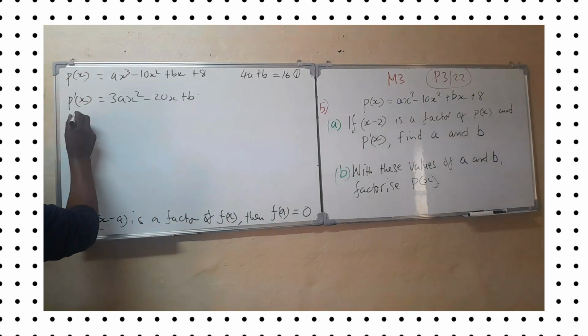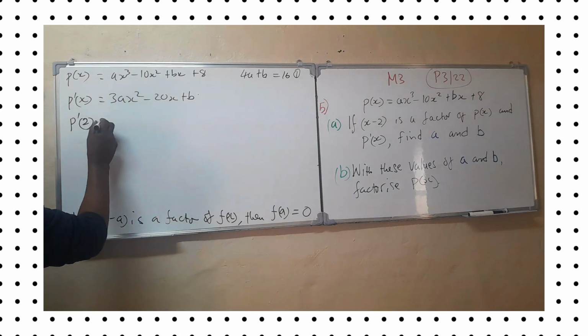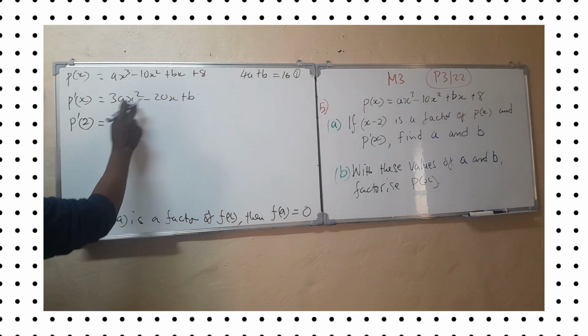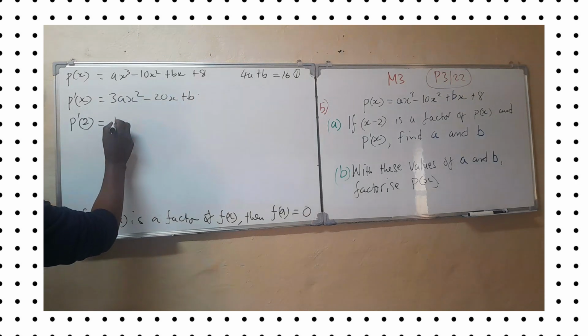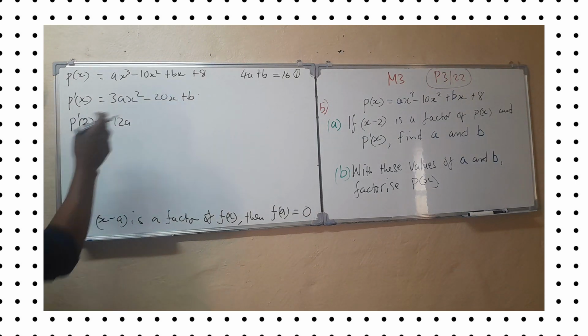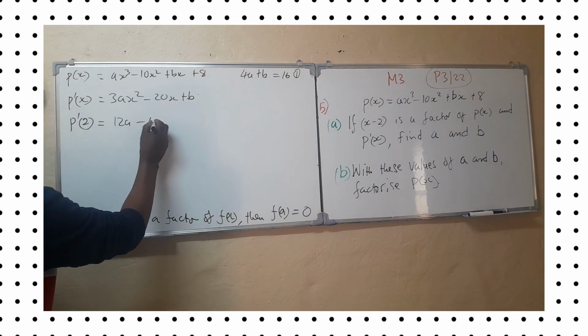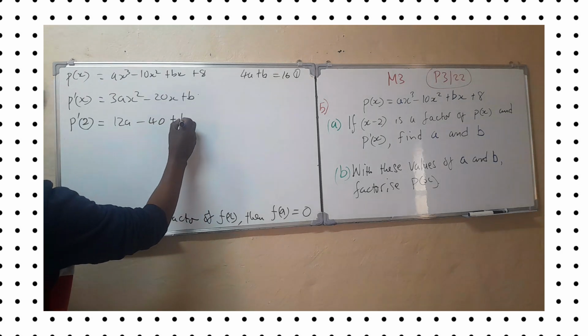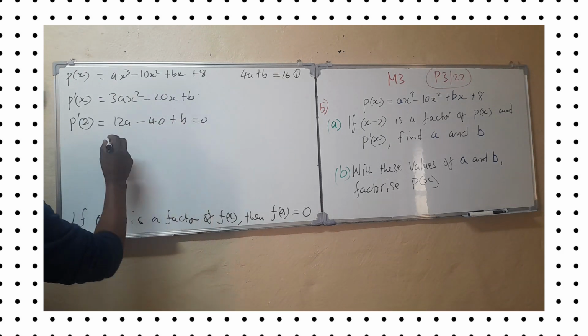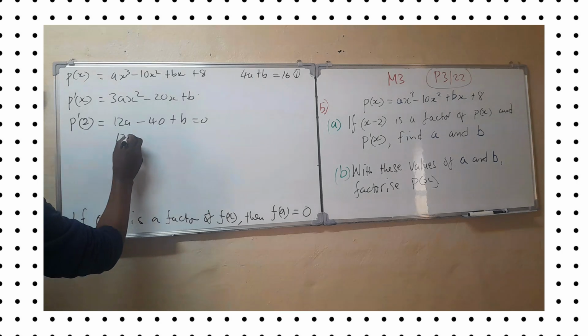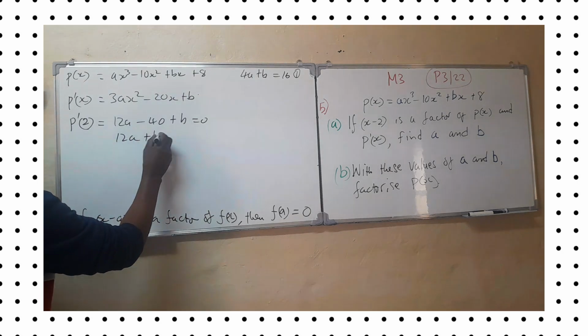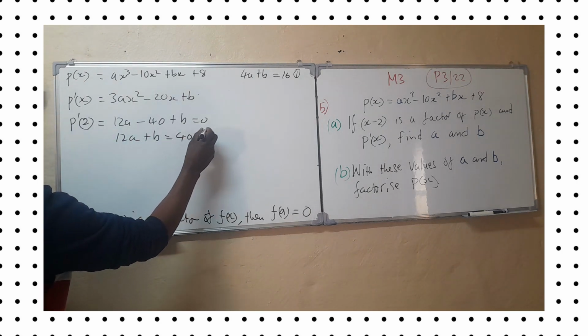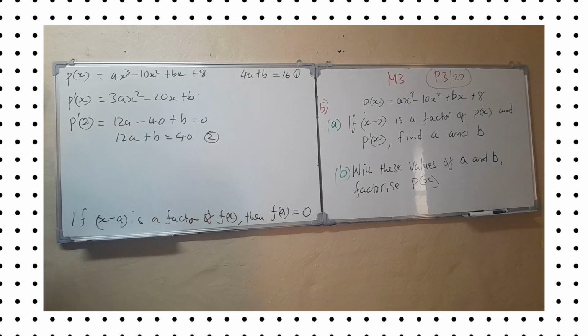So p prime of 2 is equal to, let's first of all substitute 2 for that. So this is 4 times 3, which is 12a. Here it's minus 40, plus b is equal to 0. Simplifying, we have 12a plus b is equal to 40. That is equation number 2.